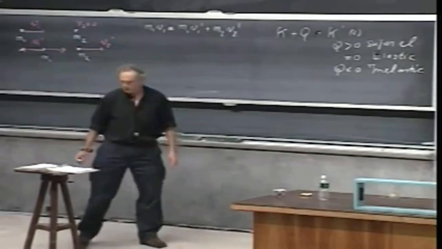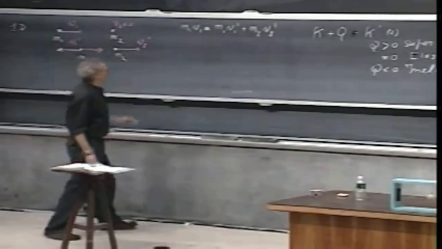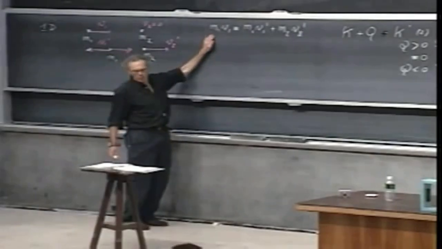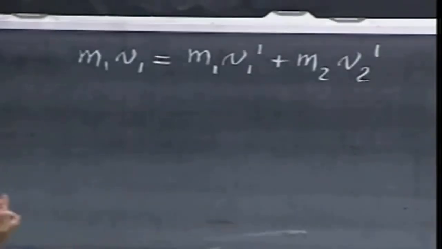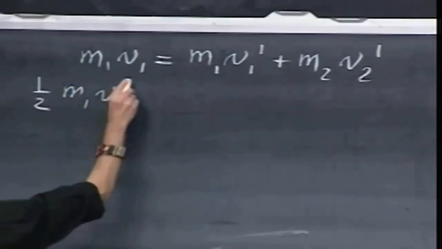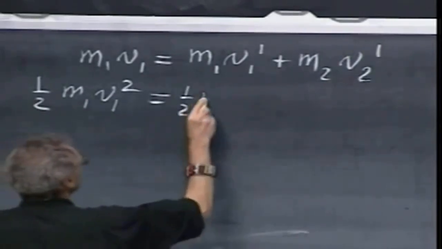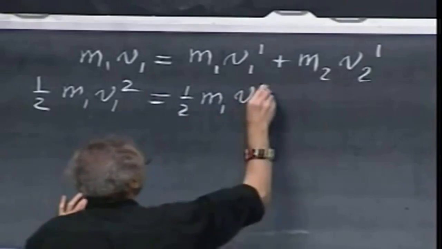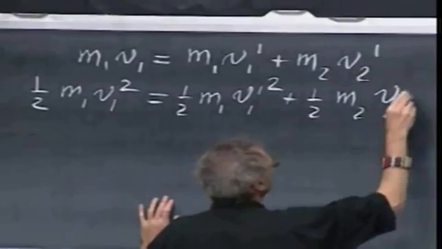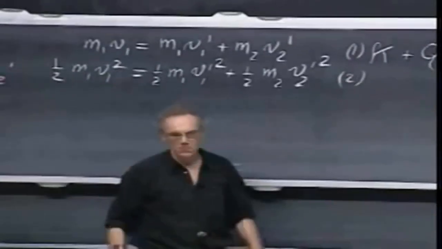Now I want to continue with a case whereby I have a completely elastic collision. So Q is 0. Momentum is conserved because there was no net external force. So now kinetic energy is also conserved. And so I can write down now 1/2 m1 v1 squared, that was the kinetic energy before the collision, must be the kinetic energy after the collision: 1/2 m1 v1 prime squared plus 1/2 m2 v2 prime squared. This is my equation number 1, and this is my equation number 2, and they can be solved.